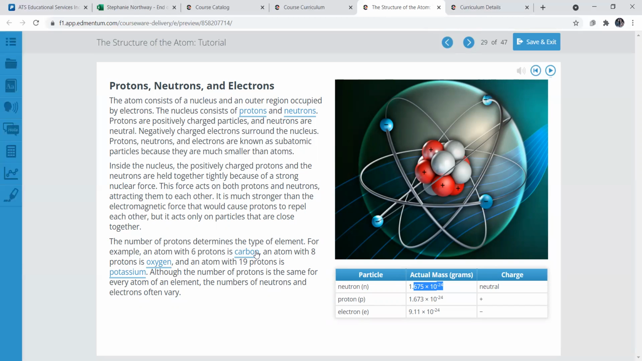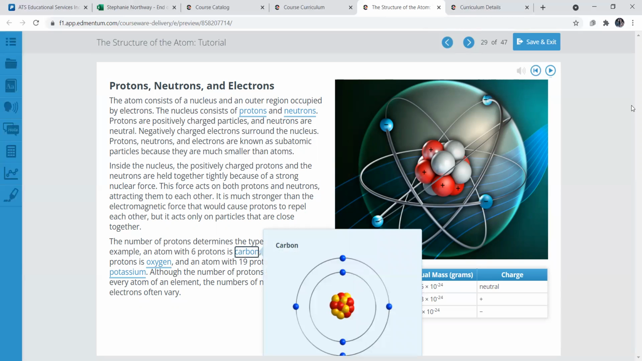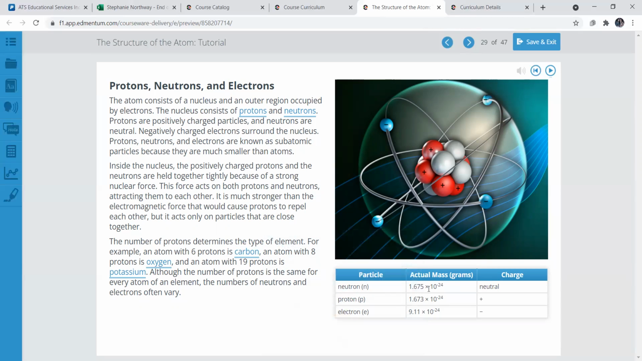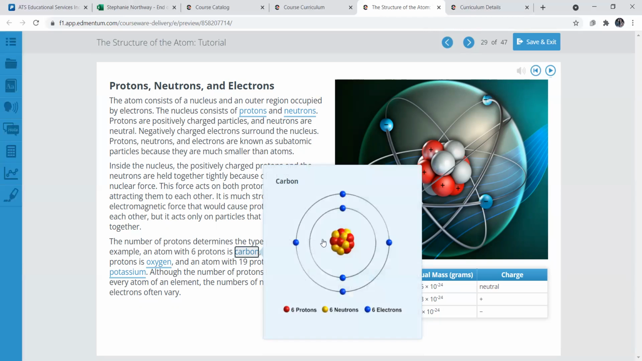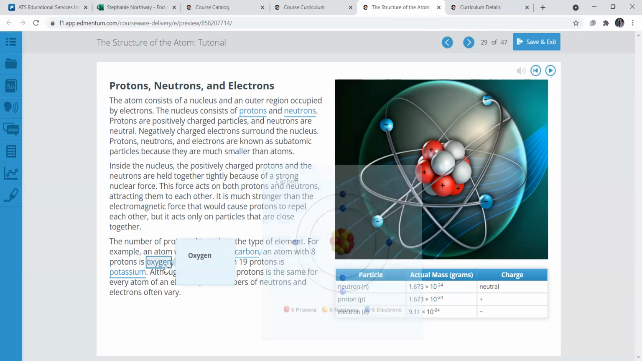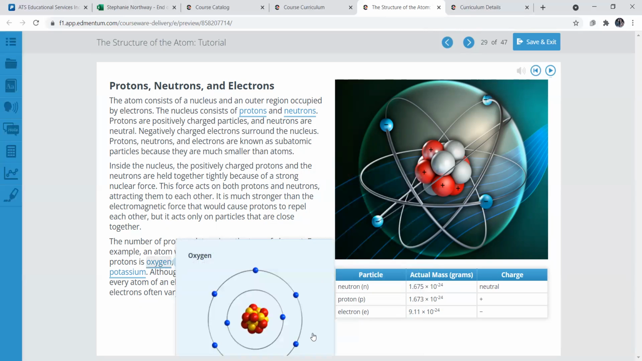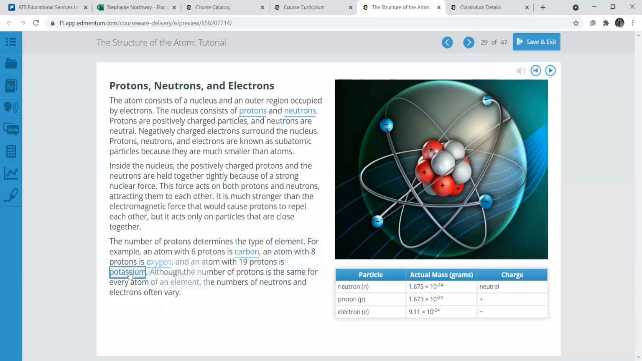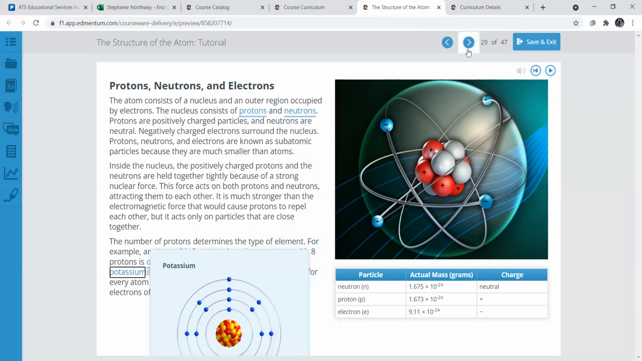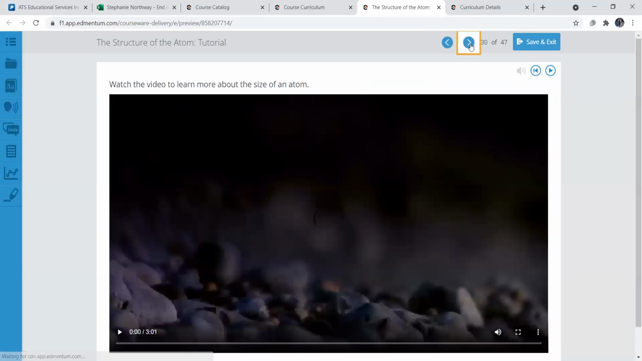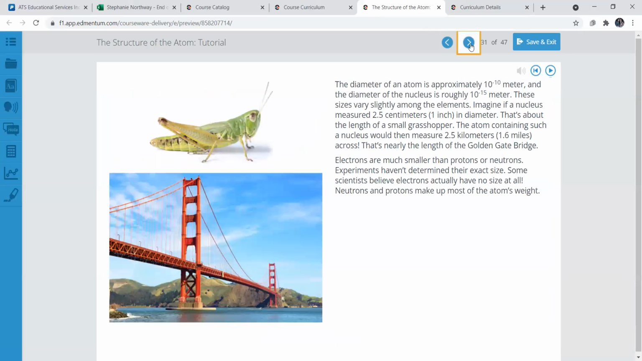So let's see, this tells us carbon. And here's just an example of what carbon looks like. Whoops, let me go back. And it has 6 protons, 6 neutrons, 6 electrons. And then here's oxygen and what oxygen has. And then there's a picture of potassium as well. So it just gives you an idea of how the electrons are placed in the shells. And we'll skip this one.